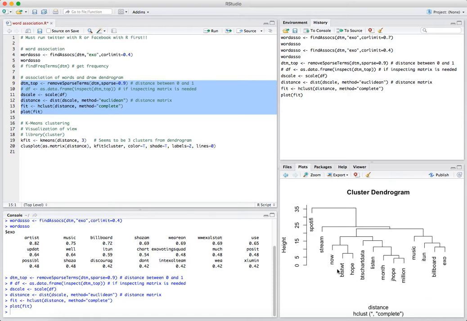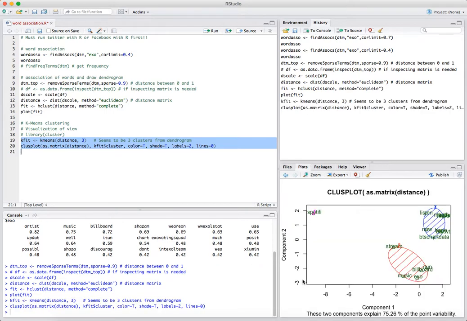Finally, let's try to visualize this by using a k-means cluster. Since we notice that there seem to be three clusters, I'm going to set k-means to three. Obviously you can change this to two, but I notice that there are clearly three clusters down here, so I'm setting this as three. Now I'm going to execute these two lines to see a k-means cluster. If I do that, this is what I'm getting. There are three clusters.